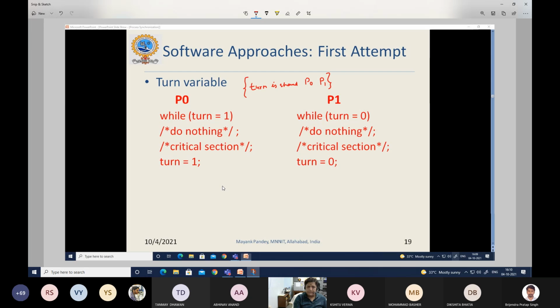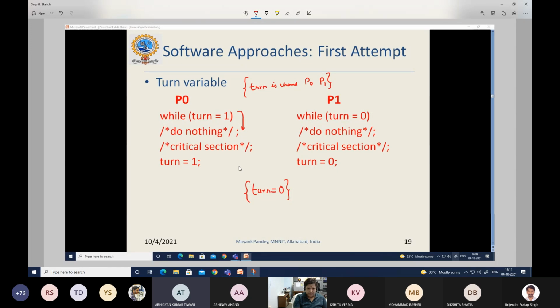So, sir, first of all, suppose turn is initialized. We have to initialize the turn. Turn is initialized to 0. Yes, sir. So when the turn is equal to 0, suppose P naught is executing first. So the while loop, since the value of turn is equal to 0, will not execute, and it will shift to the critical section. Okay. P naught will enter the critical section.